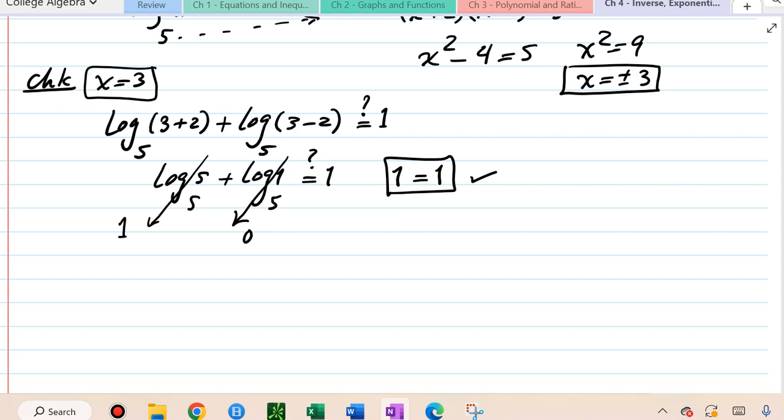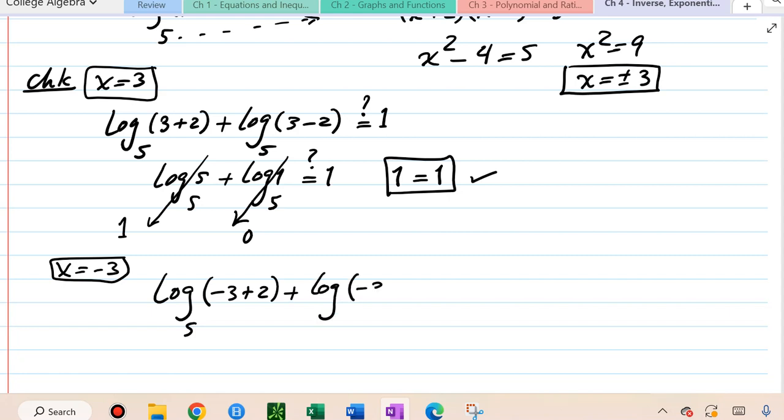Now let's try -3. So this time x equals -3. Let's see if that checks. So I'm going to go log of -3 plus 2, base 5, plus log of -3 minus 2, base 5. Is that equal to 1? Now -3 plus 2 is -1, right? In here, less than 0.